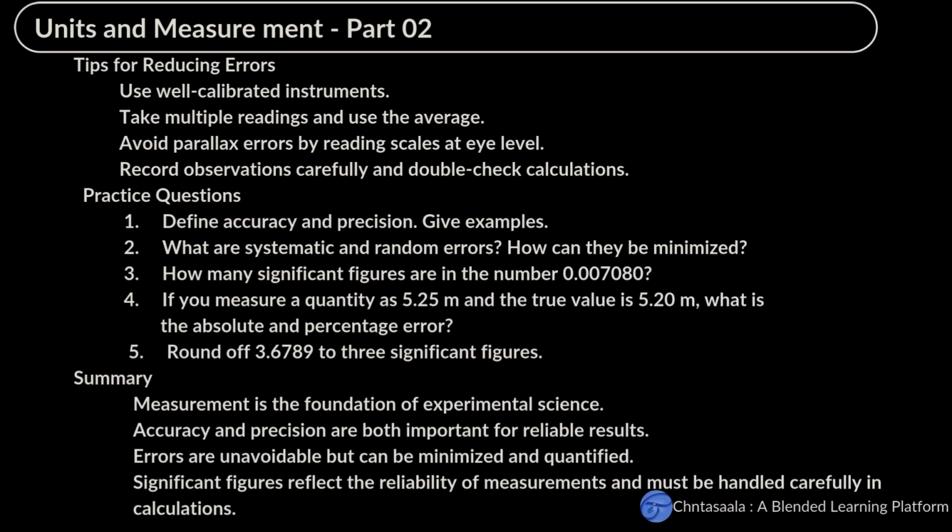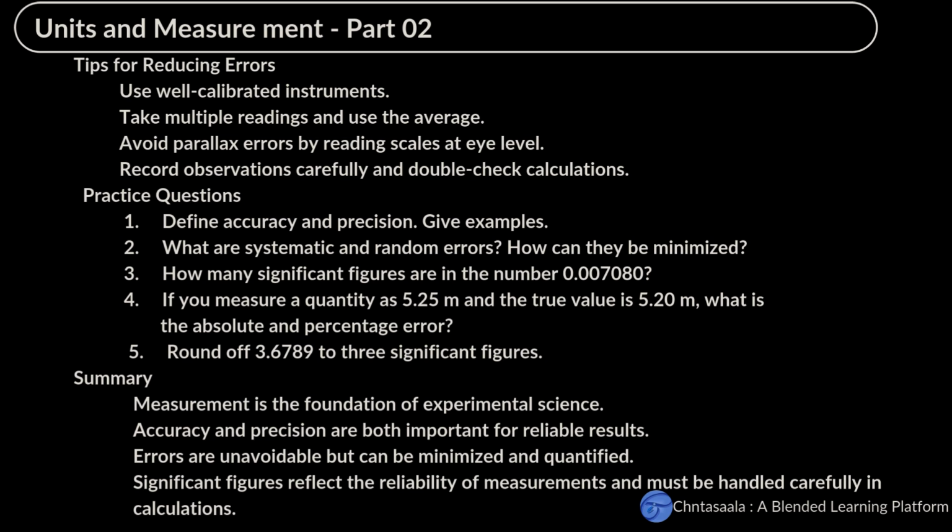Here I am giving you some tips for reducing errors. 1. Use well-calibrated instruments. 2. Take multiple readings and use the average. 3. Avoid parallax errors by reading scales at eye level. 4. Record observations carefully and double-check calculations.